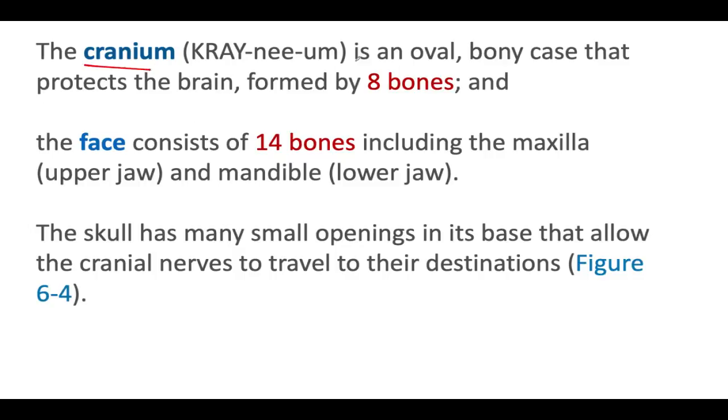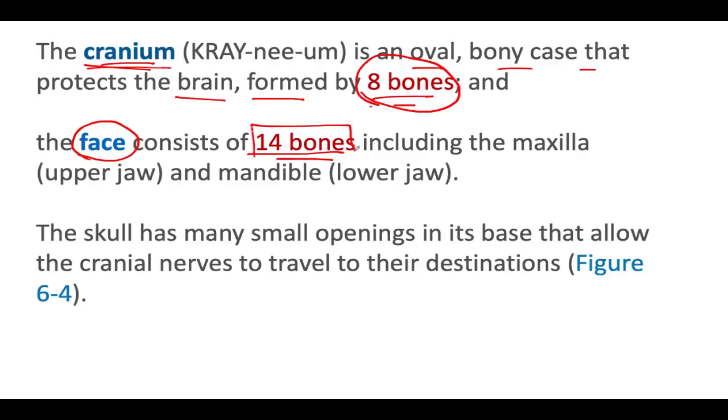The cranium is an oval bony case that protects the brain and is formed by 8 bones. So we will take a look at those 8 bones. And then the face consists of 14 bones. So 8 bones in the cranium and 14 bones in the face. And we will also attempt to learn their names and their significance. So it's including the maxilla, which is the upper jaw, and the mandible, the lower jaw. So part of the face, there's a number of bones that we're going to be taking a look at.